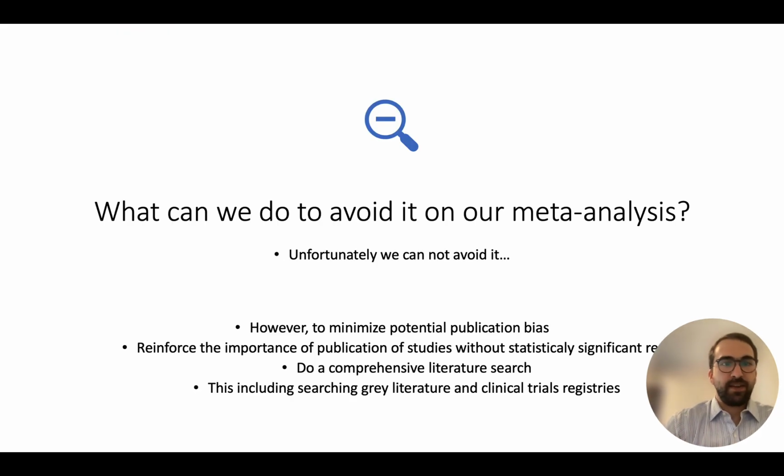So just to finish, how can we avoid publication bias in our meta-analysis? Well, we cannot avoid it. We don't have control of what's published out there. However, in order to minimize potential publication bias, efforts to include the maximum number of studies should be made, even the ones that were not published. We can achieve this by searching in the grey literature and study registries. And this is why in recent years there has been an effort to have all clinical trials included in a registry prior to enrollment of participants.